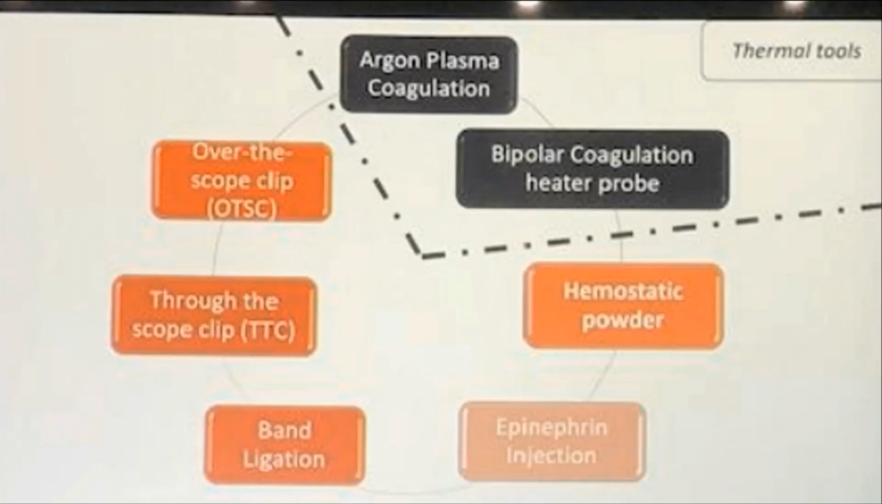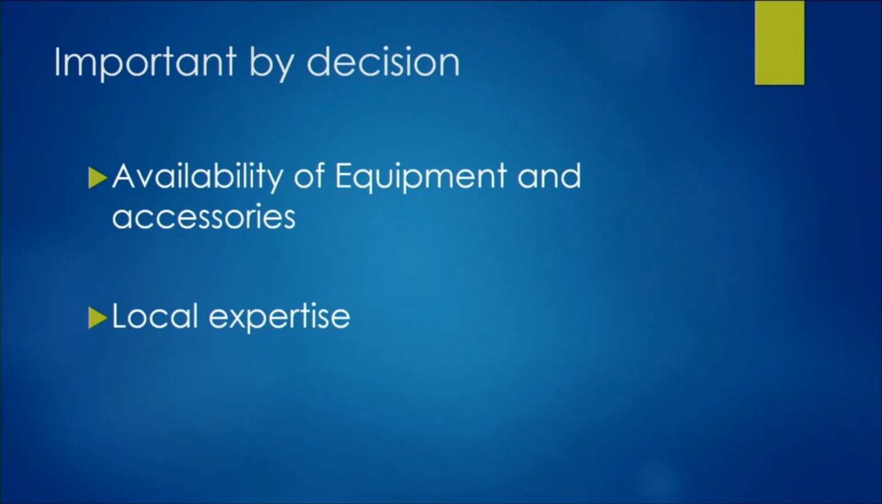So we have thermal tools like argon plasma coagulation, bipolar or heater probe. Bipolar, we use the gold probe from Boston Scientific. The bipolar probe has two wires. The current goes through one wire and comes back, so it doesn't penetrate the tissue. Bipolar is a weak current. The others are mechanical: over the scope, through the scope, band ligation, and epinephrine injection. I think epinephrine injection is the most practical in the management of GI bleeding in general, but it is important before you decide to do anything.